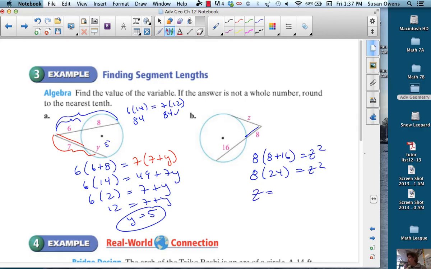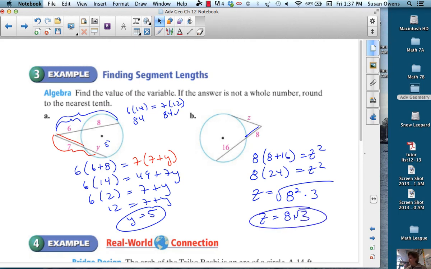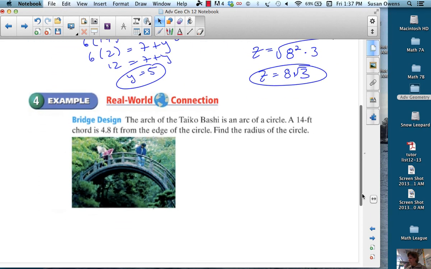So instead of multiplying this out and figuring out what I've got, I notice that I have a factor of 8 twice because 8 is in 24. So what I'm going to do is make it 8 squared times 3, and then I can bring the 8 out. So z equals 8 root 3. Quicker than multiplying it out and figuring out what's in there.